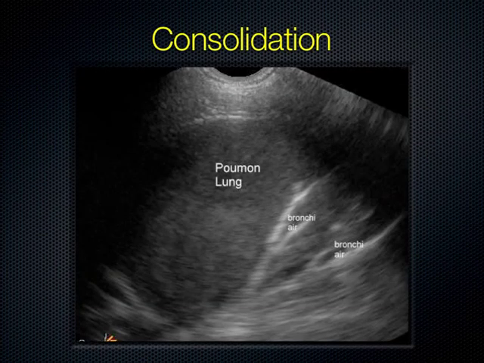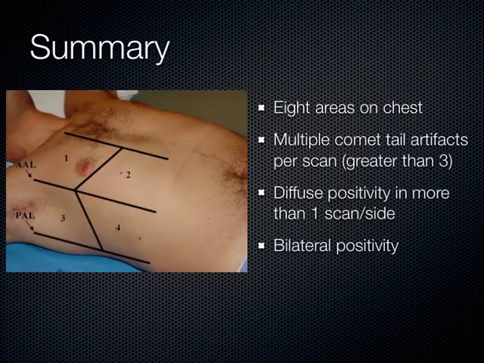Okay, we're going to wrap up. We're going to remind you that you want to scan all areas of the chest. If you are looking for comet tails, you want to look for them diffusely, multiple, going all the way to the edge of the screen. You will not likely see them in our normal models today, but if you want to see them, join us in the ICU any day.